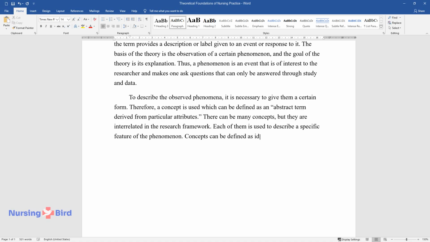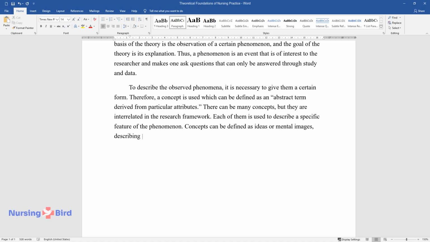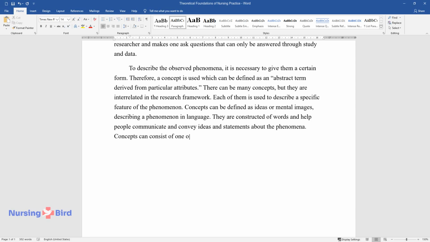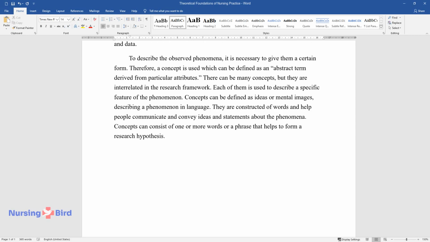Concepts can be defined as ideas or mental images, describing a phenomenon in language. They are constructed of words and help people communicate and convey ideas and statements about the phenomena. Concepts can consist of one or more words or a phrase that helps to form a research hypothesis.